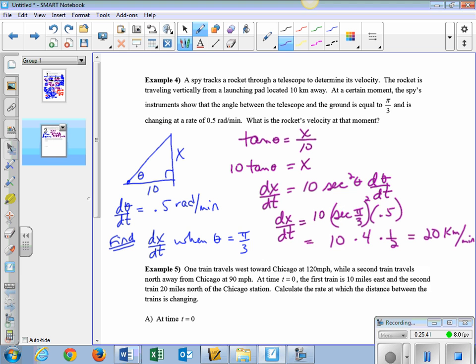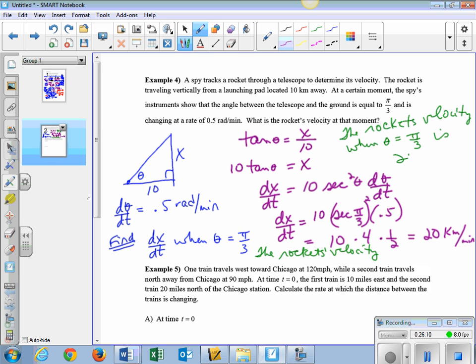So we're going to write it out. See if I can squeeze it in here. The rocket's velocity when theta is equal to pi over 3 is 20 kilometers per minute. There it is.